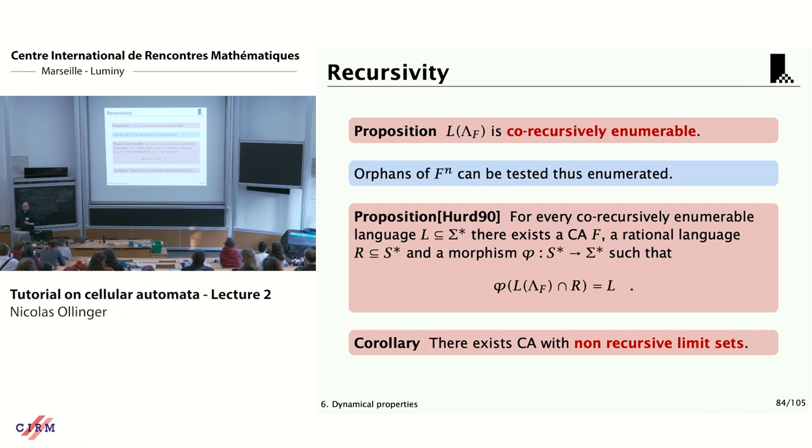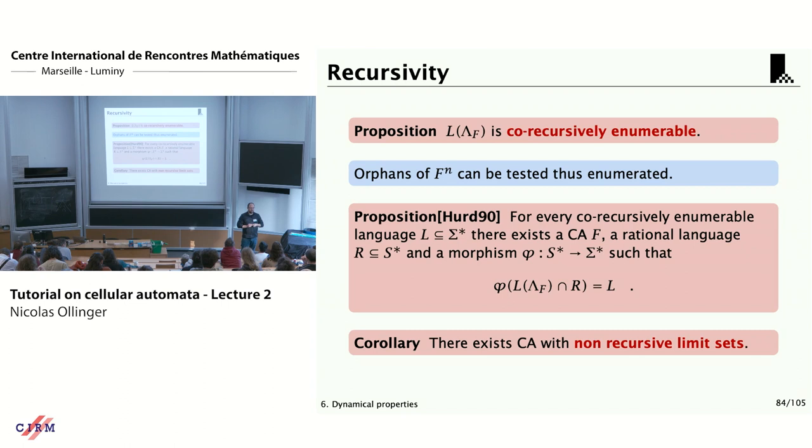Why is it co-recursively enumerable? I don't know if everybody knows what co-recursively enumerable means. It means basically that there is a program that is able, here for the limit set, to tell you if a word is forbidden or not in this limit set.